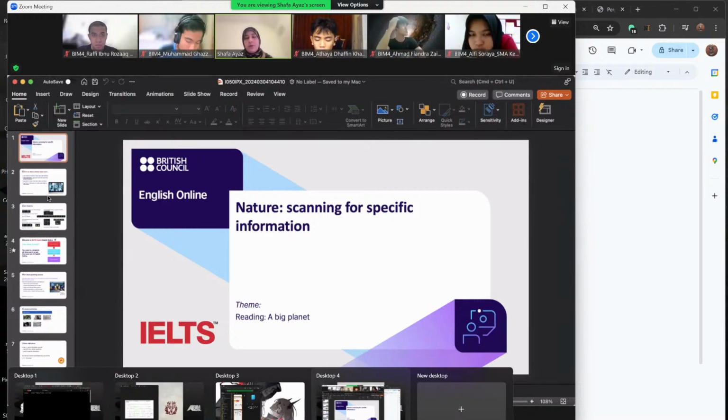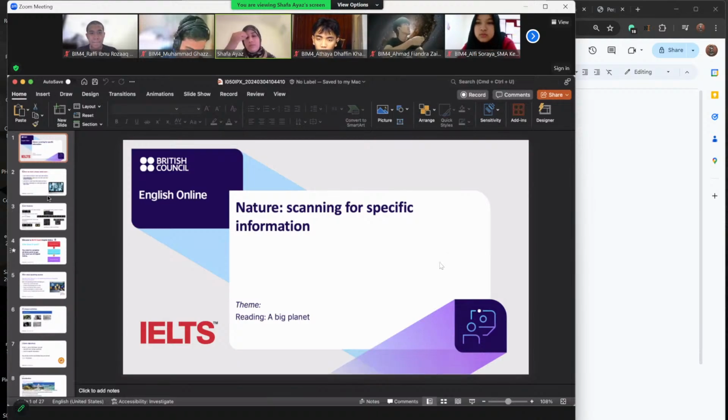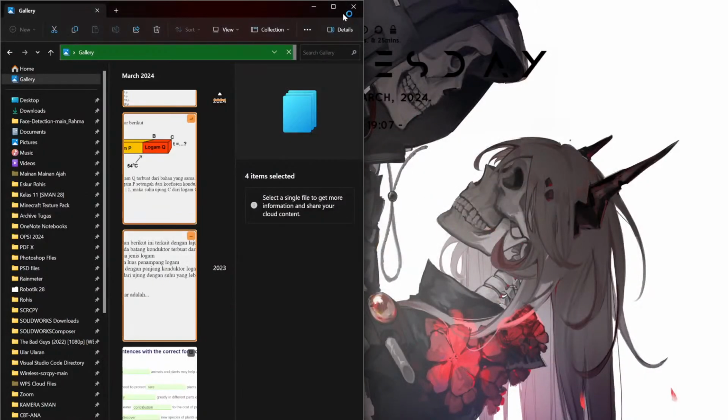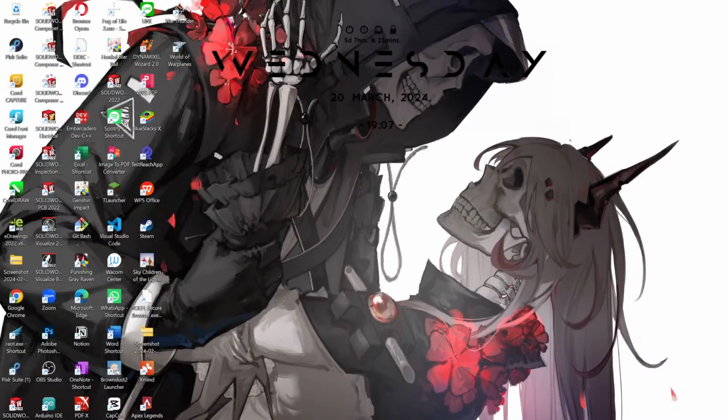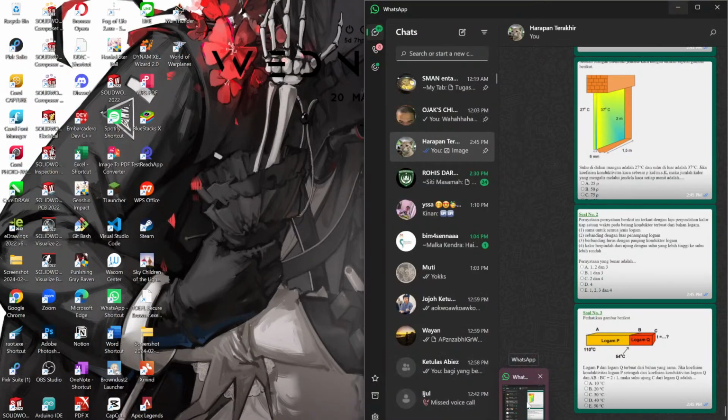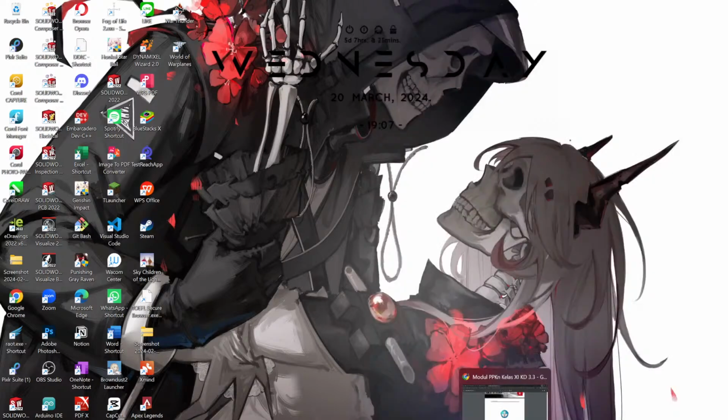Can you tell me what skimming in reading is? Skimming is getting the main idea of a passage. Excellent. Skimming is getting the gist, or getting the main idea of the whole passage. So you quickly read the passage in 2 or 3 minutes and you get the main idea out of it.